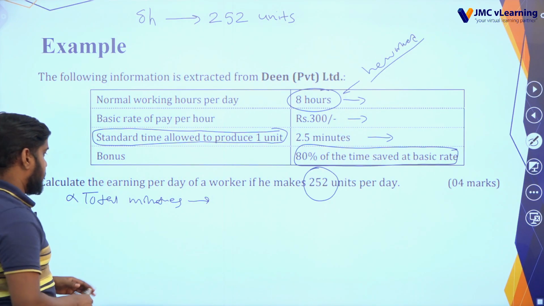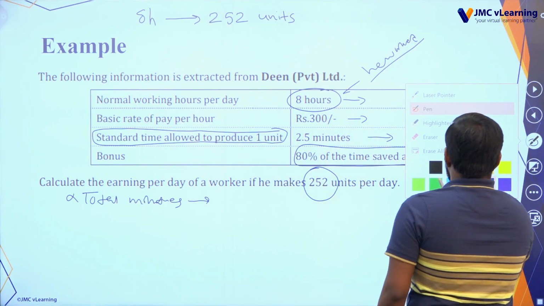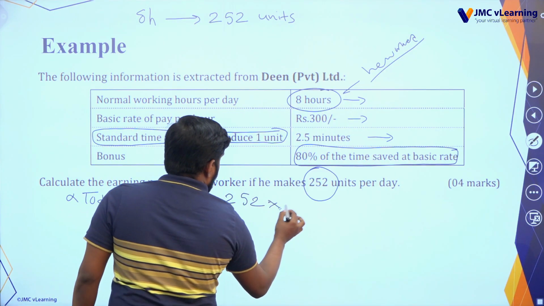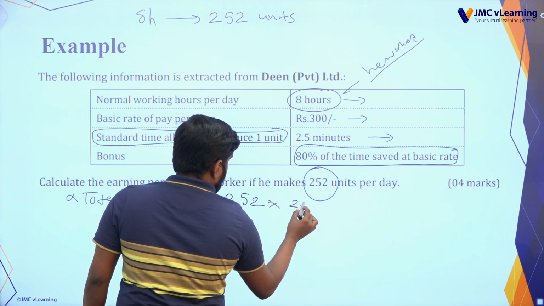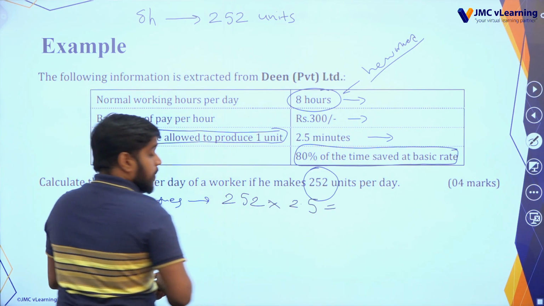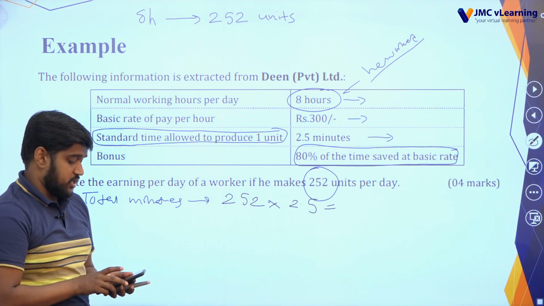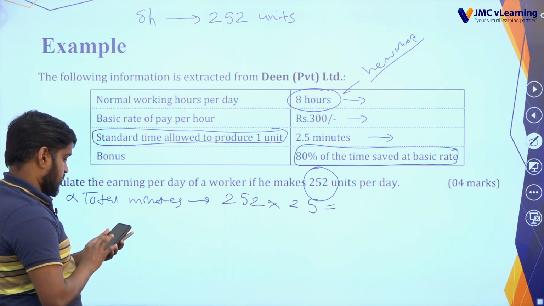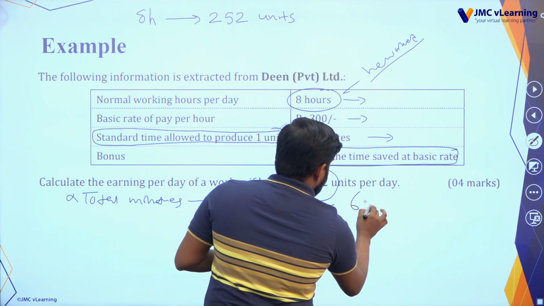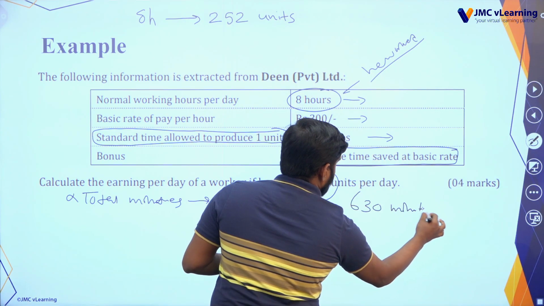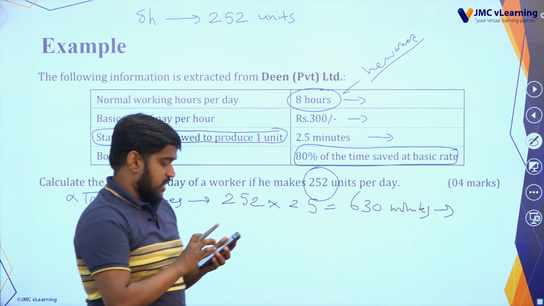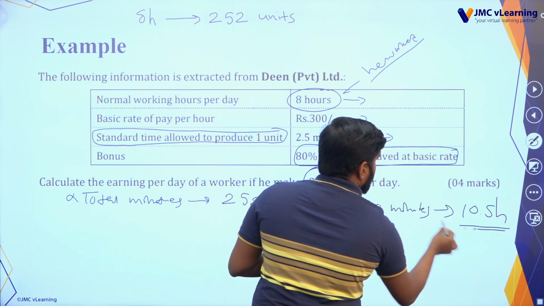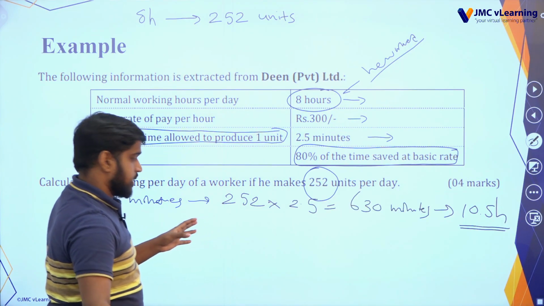As per the given information, we need to allocate 2.5 minutes per unit. Therefore, the total time needed to produce these 250 units is 630 minutes. Then let's convert it to hours by dividing by 60. Then total hours is 10.5 hours.